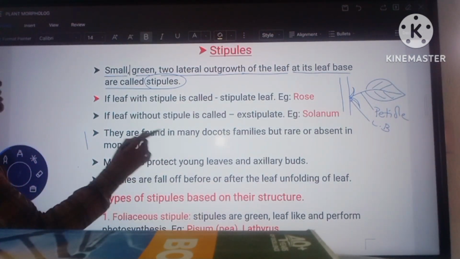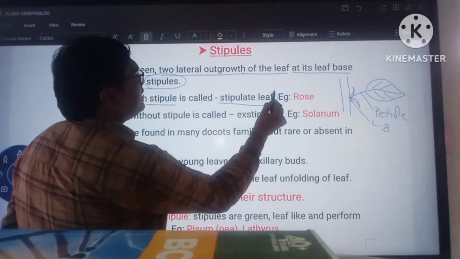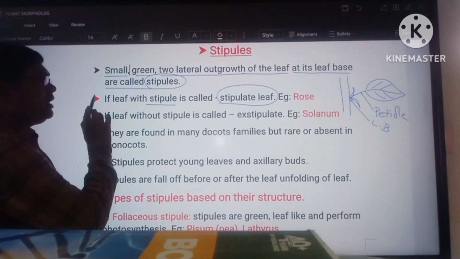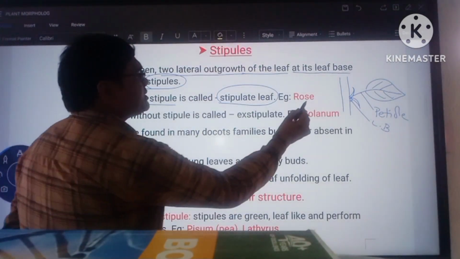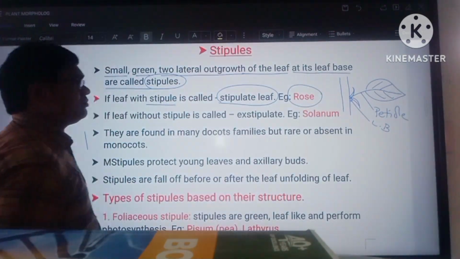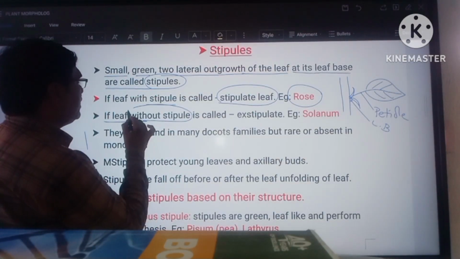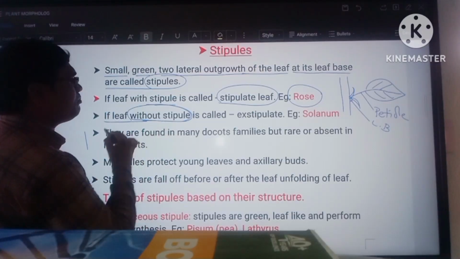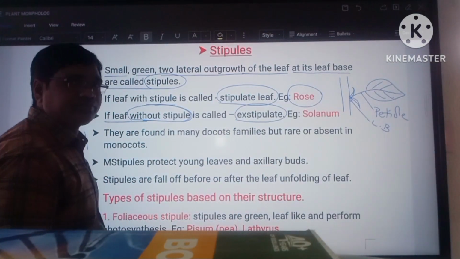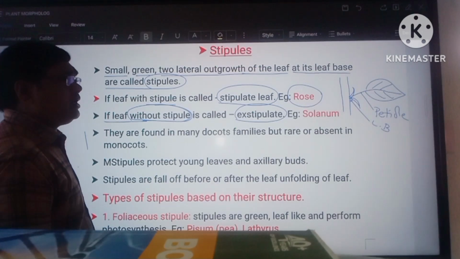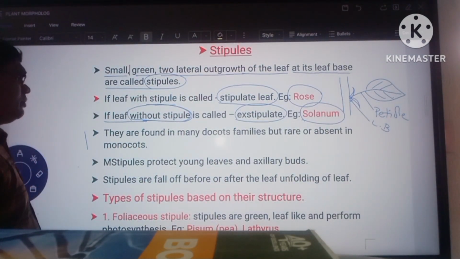Now, a leaf with a stipule is called a stipulate leaf. Example, rose. Next, a leaf without a stipule is called an ex-stipulate leaf. Example, Solanum.